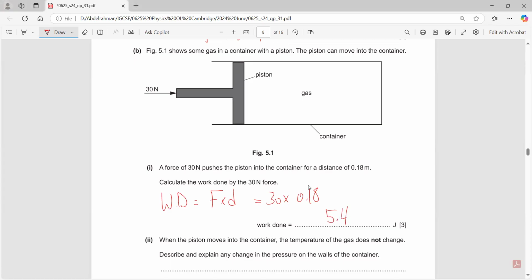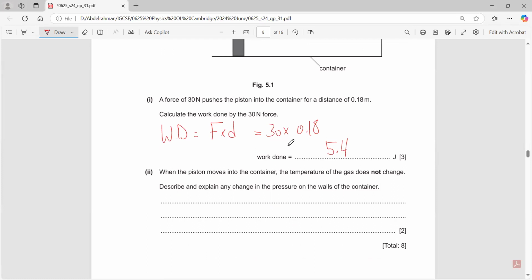Yes, 5.4 joules. When the piston moves into the container, the temperature does not change. What changes? The pressure changes. Describe and explain any change in the pressure. So as the volume decreases, what happens to the pressure? Yes, it does increase. Why does the pressure increase? Yes, because they hit the walls more frequently. That's an excellent answer.